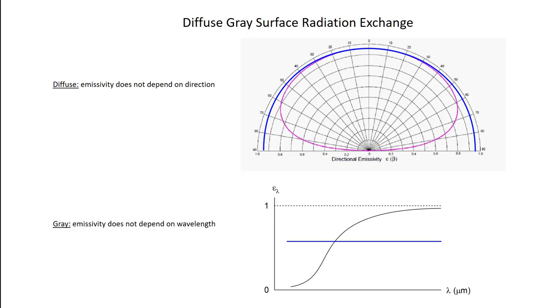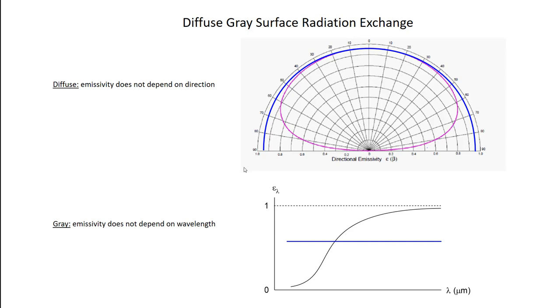Okay, so last time we talked about how emissivity is defined and how complicated emissivity can be, given that emitted radiation can depend on direction and wavelength. At the end of last time, we talked about a couple of assumptions that make solving problems easier. One assumption is that a surface can be diffuse, which means that the emissivity doesn't depend on direction.